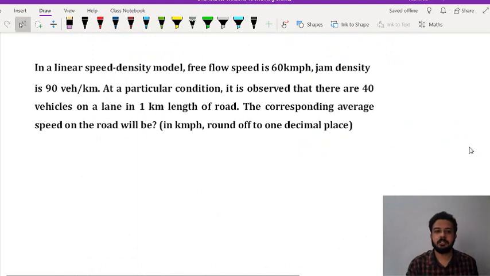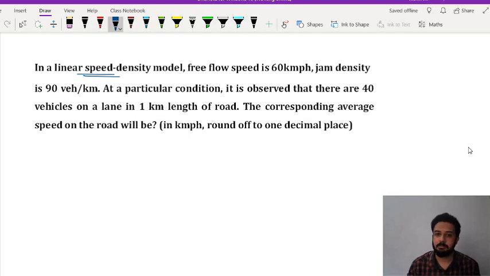Now if you are going into another question, a linear speed density model, what is the meaning of this? Greenshield model. Every time they may not be mentioning the word Greenshield, okay? So in a linear speed density model, free flow speed Vf is given as 60, jam density is given as 90. Now if the density value is 40 vehicles per kilometer, properly read the question: 40 vehicles on a lane in 1 kilometer means 40 vehicles per kilometer. What will be the corresponding average speed?